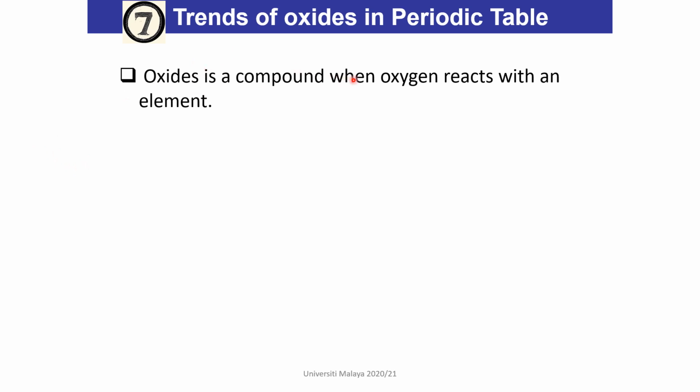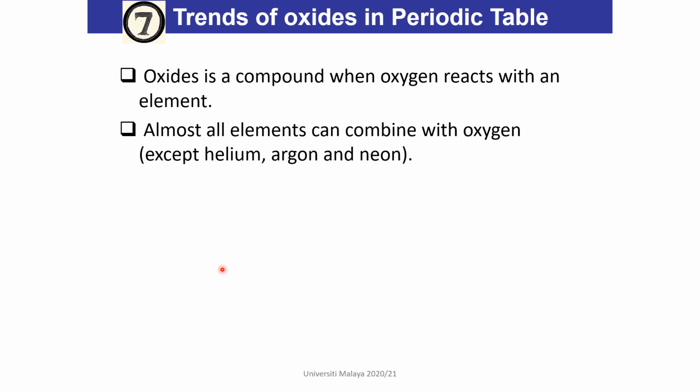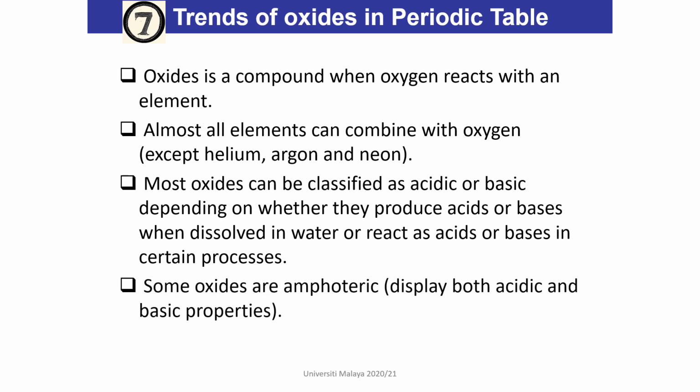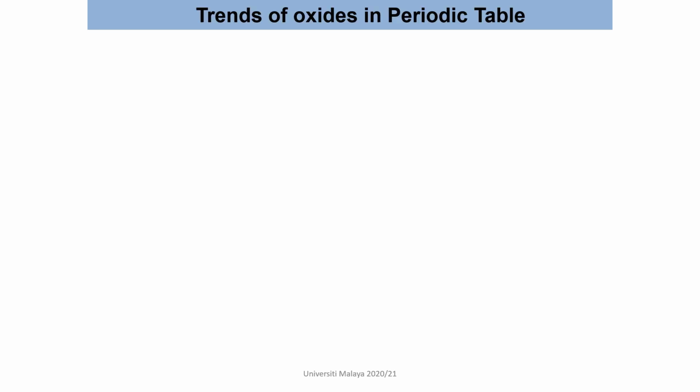An oxide is a compound formed when oxygen reacts with an element. Almost all elements can combine with oxygen except for the noble gases. Most oxides can be classified as acidic or basic, depending on whether they produce acids or bases when dissolved in water or react as acids or bases in certain processes. Some oxides are amphoteric, which means they can display both acidic and basic properties.